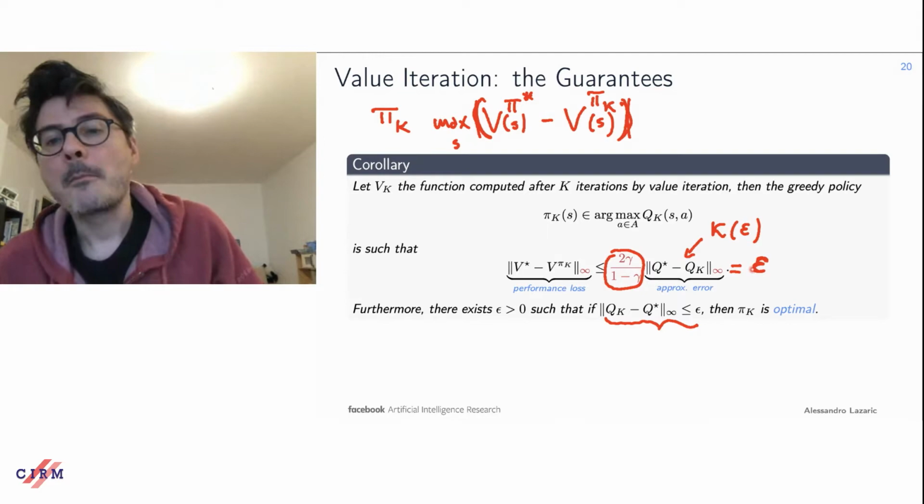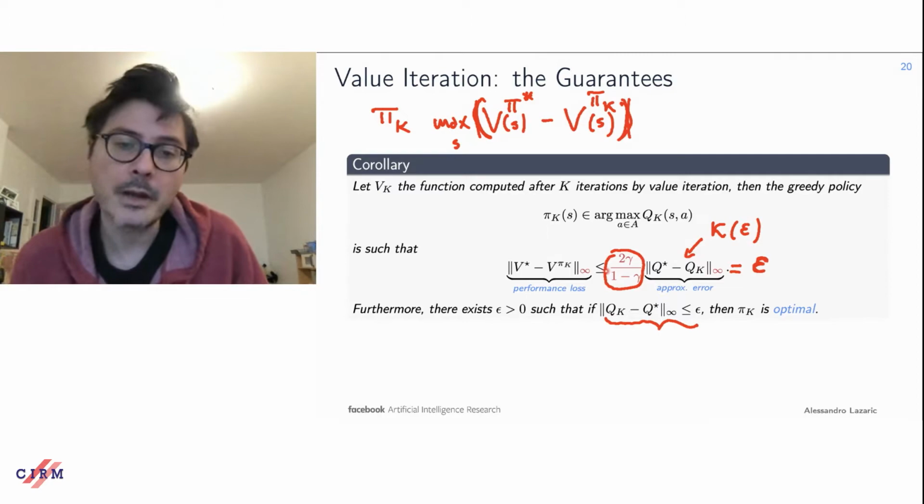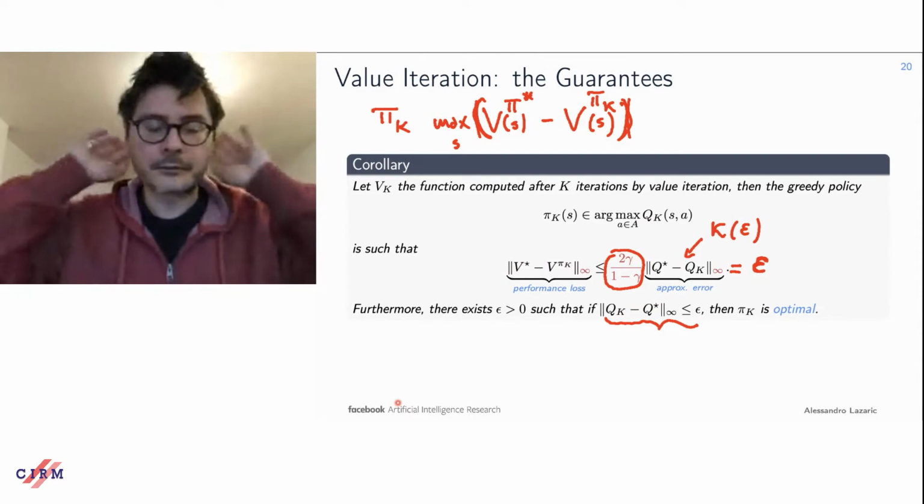So I might suffer bigger than epsilon loss. By how much? By a factor which depends on the scaling factor. And this is very insightful somehow. So what he's saying is the following. Remember what was the interpretation of gamma.